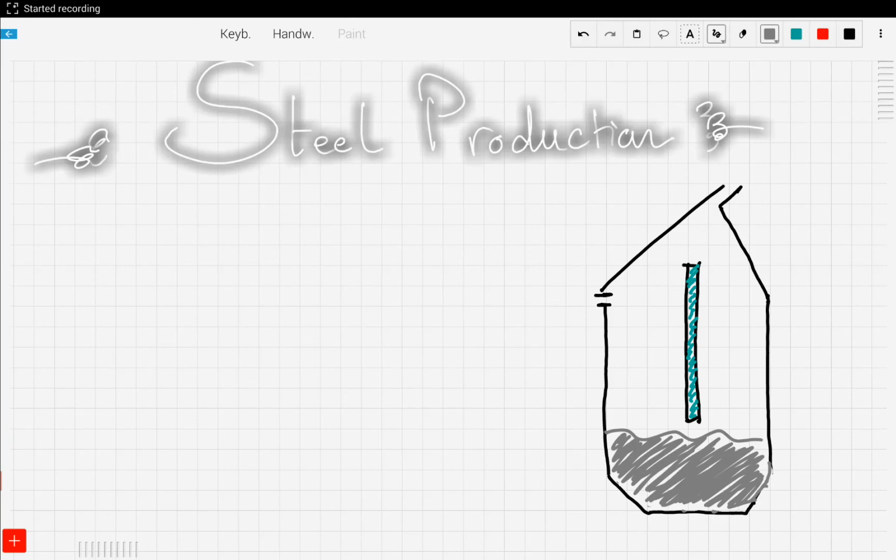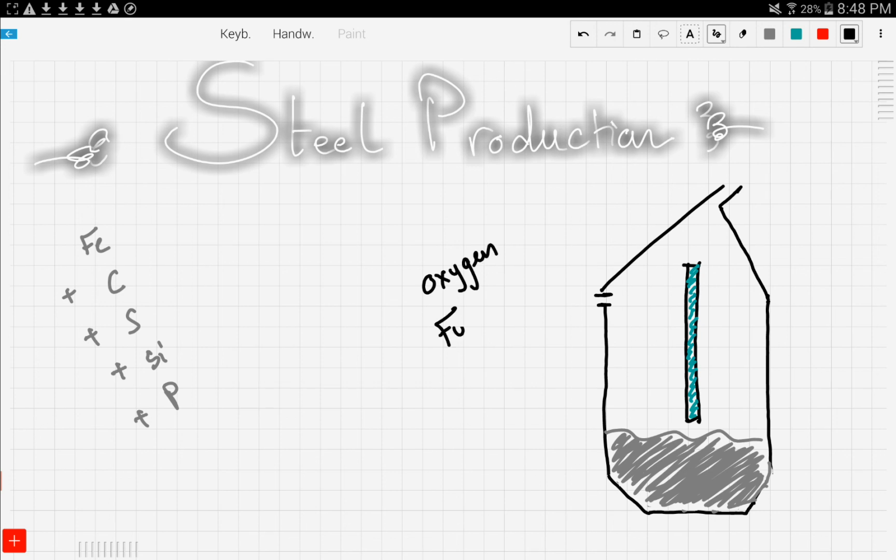So previously we talked about the extraction of iron, and we said that we don't get a pure iron ore, we just get iron plus some carbon plus some sulfur plus some silicon and phosphorus. So in order to make steel, we have to remove these impurities, and to remove these impurities we use something called an oxygen furnace. And now let's talk about this in more detail.